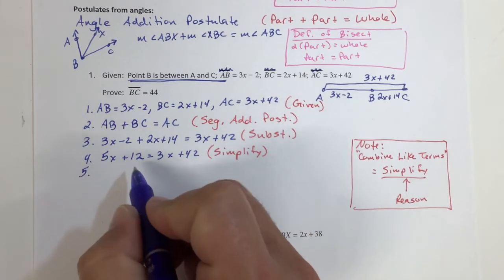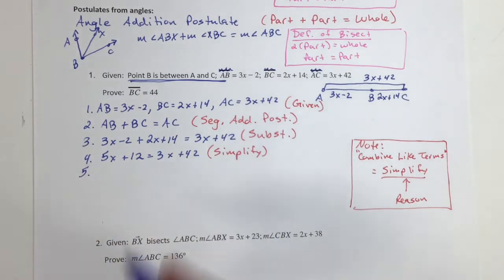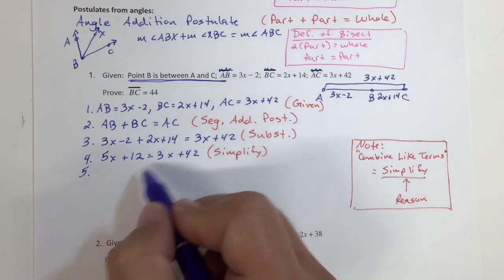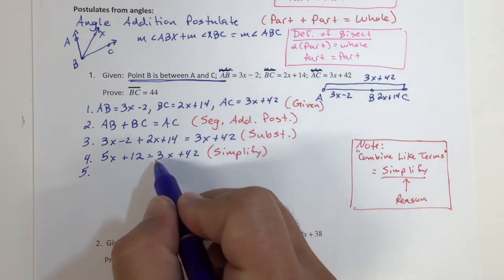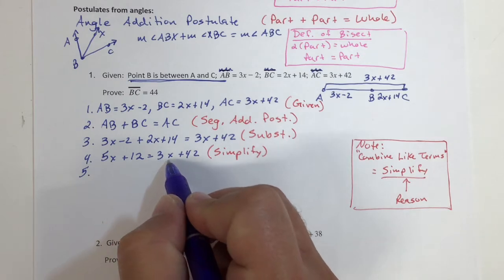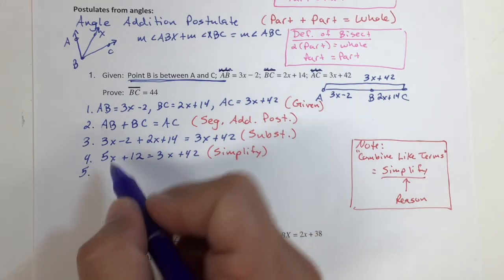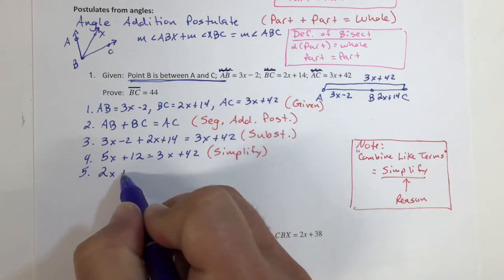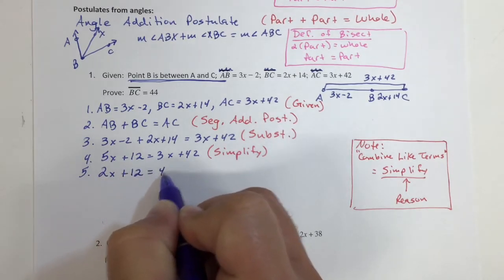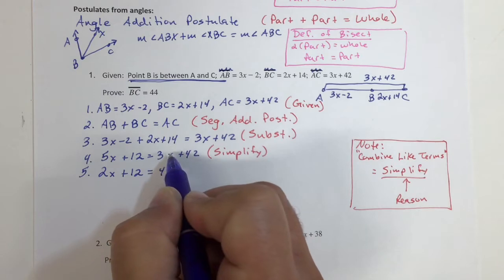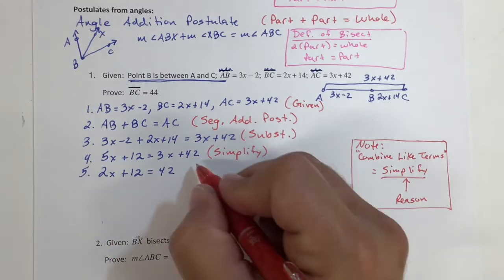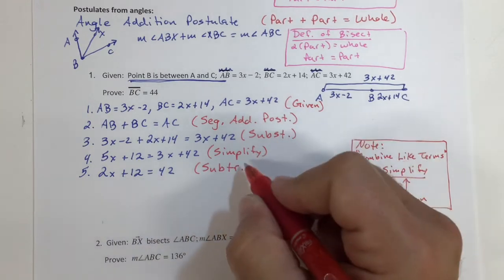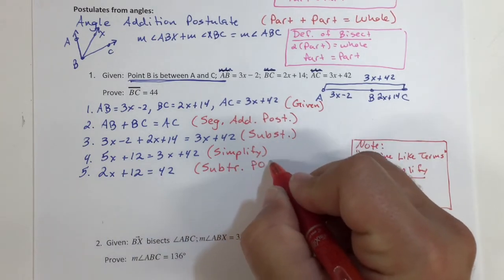Next step down. The first thing I would like to do, and you can do this a little bit differently on your own, but I'm going to put the x's on one side. So that means I'm going to cancel the 3x by doing minus 3x to both sides. It cancels there. 5x minus 3x is 2x. So I bring everything else down. And since all I did was subtract the 3x from both sides, my reason is the subtraction, S-U-B-T-R period, P-O-E.